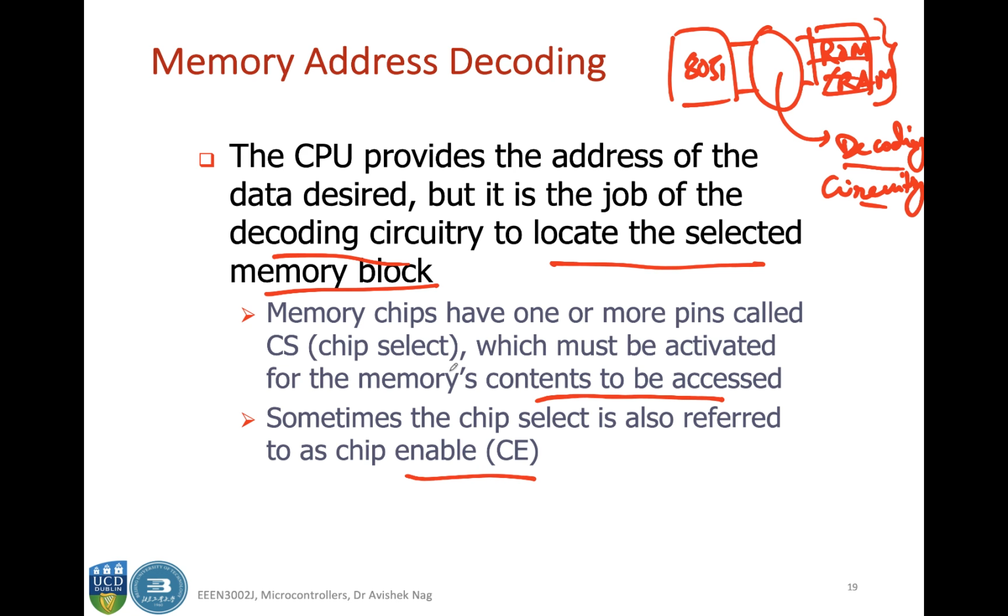Which output of this decoding circuitry will go to the chip select, which output will go to which pin of the external RAM and ROM, and from the microcontroller side, which of the ports will be connected to this decoding circuitry. These details are important for proper interfacing of an external memory, and we are going to learn that in the remainder of this lecture.